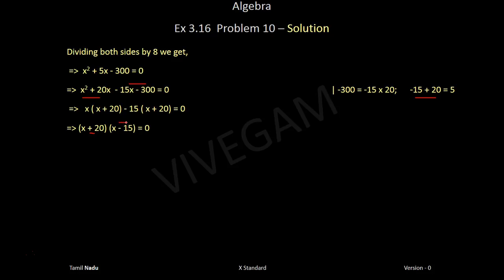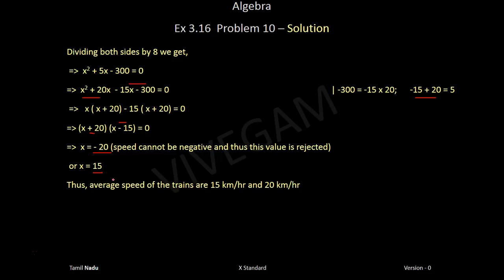So when x plus 20 is 0, x equal to minus 20, and when x minus 15 is 0, you will get x equal to 15. But x equal to minus 20 is not possible, speed cannot be negative. So we can reject that value, and x equal to 15 is the speed which we have to take. Okay, thus the speeds of the trains are: the first train is 15 kilometers per hour and the second train is 20 kilometers per hour.